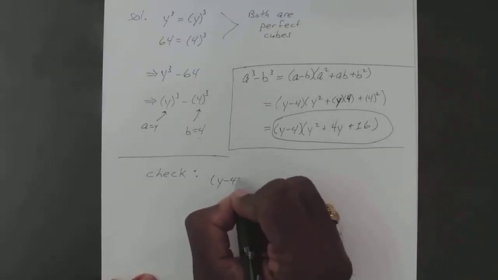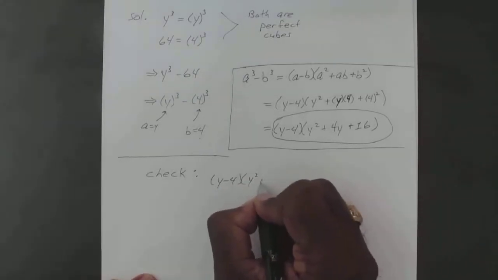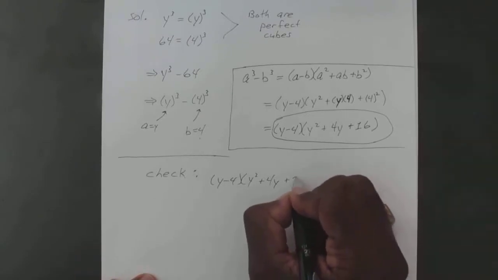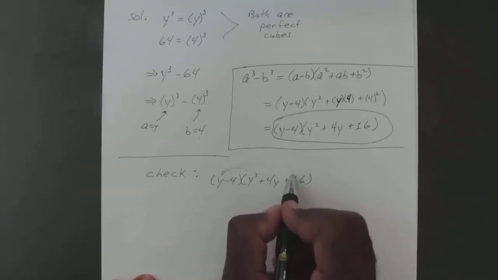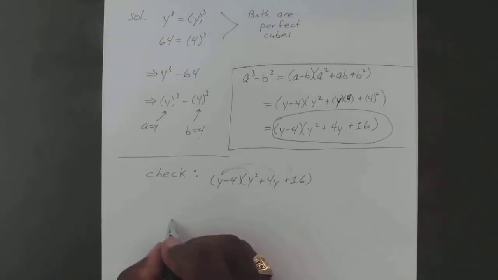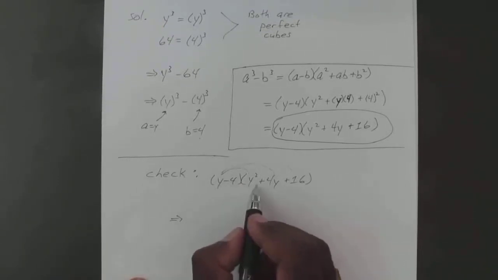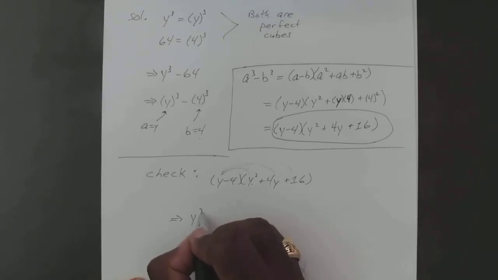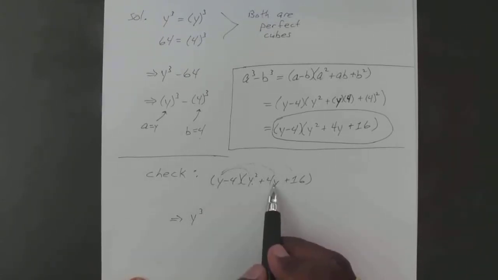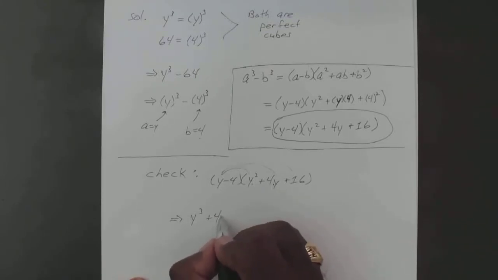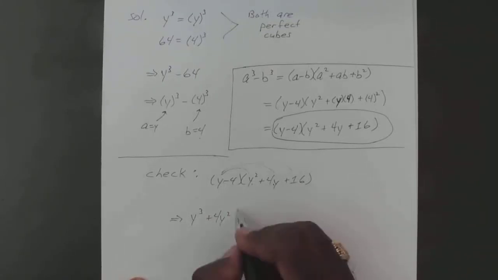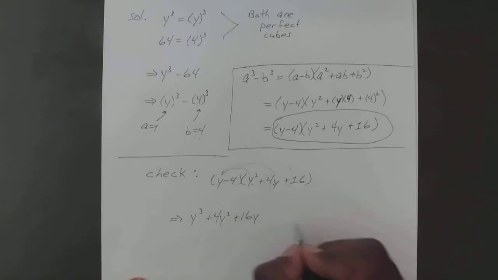Okay, so y minus 4 times y squared plus 4y plus 16. If we distribute the y to each one of those terms, we end up with y times y squared is y to the third. Y times 4y is 4y squared. Y times 16 is 16y.